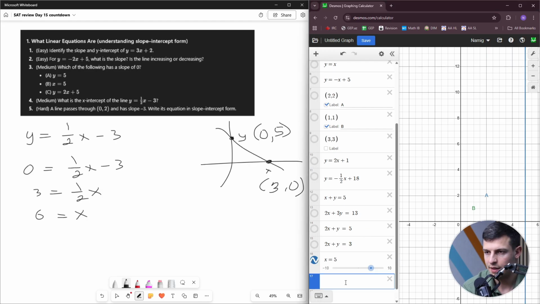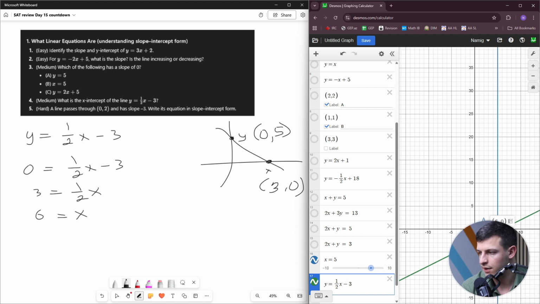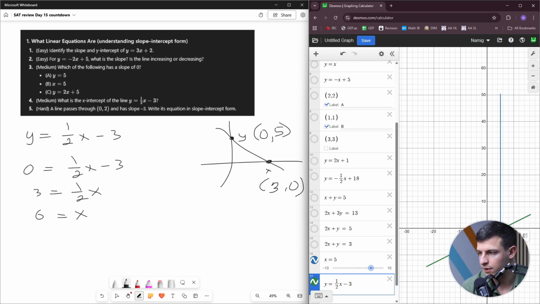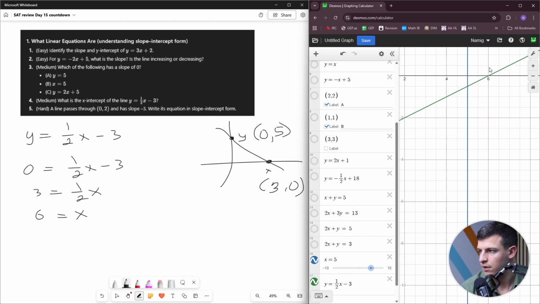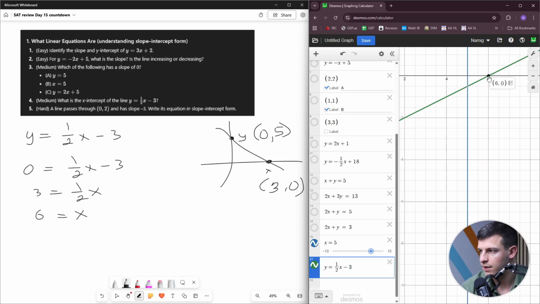Let's say y equal to 1 over 2x minus 3, and let's see where it's cutting the x. I don't know if you can see it from there. There you go. It's cutting the x line at 6, so we're good.